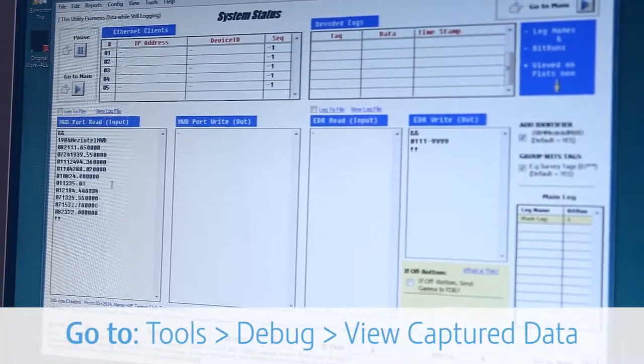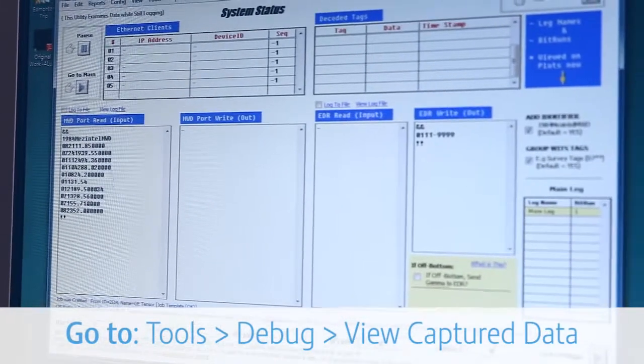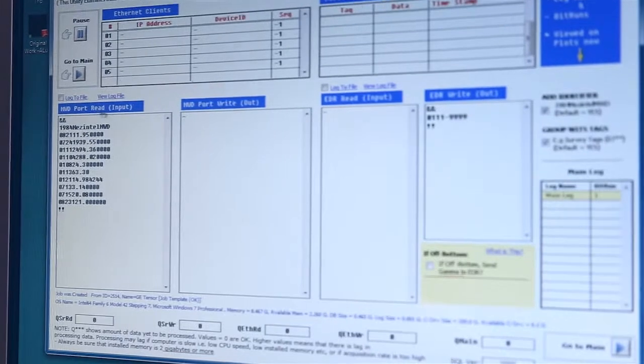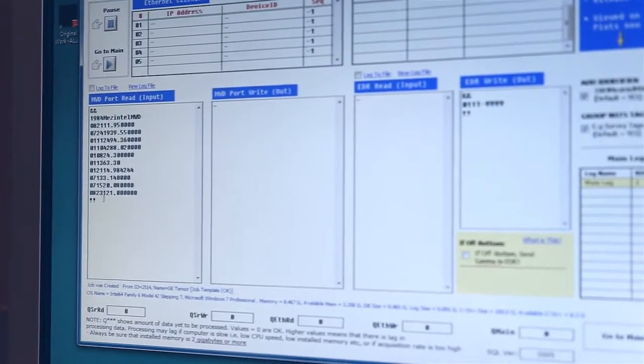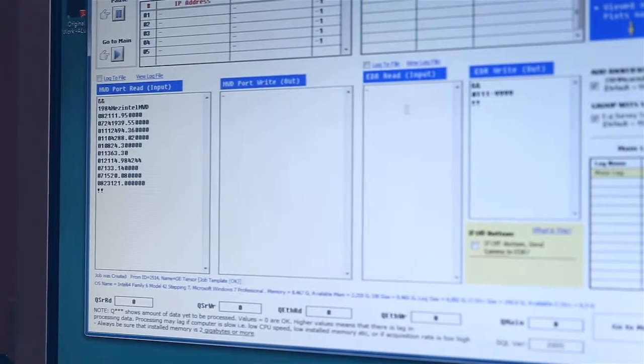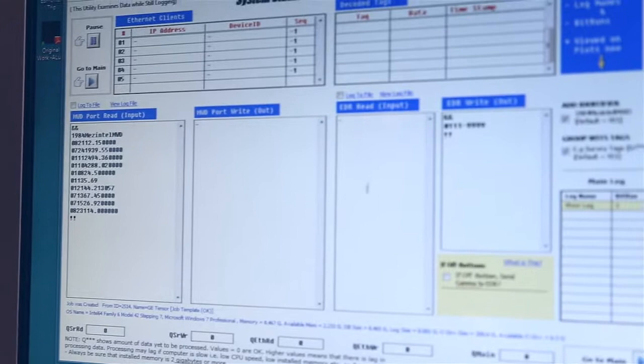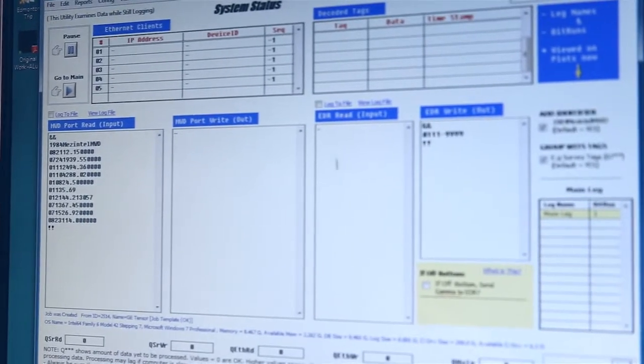One kind of support problem we normally get from the field techs is a situation like this, where the MWD port right here is getting data. As you can see, data is coming through the MWD port, but the EDR is missing data. So what we need to do is troubleshoot the system and find what's wrong.